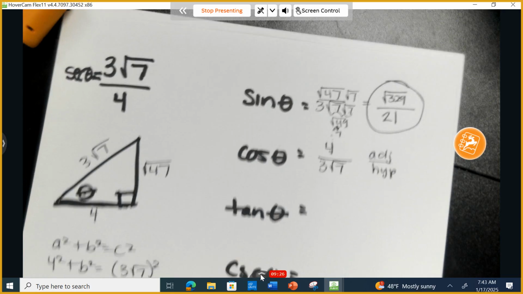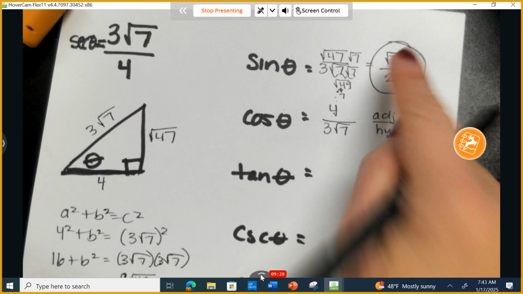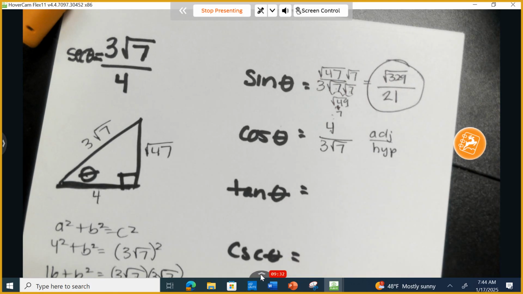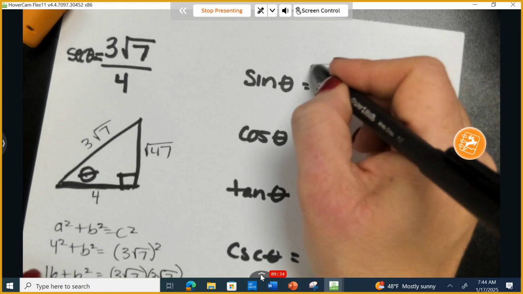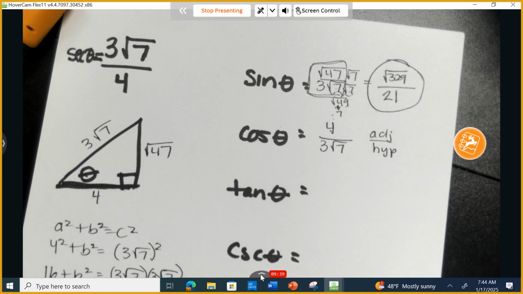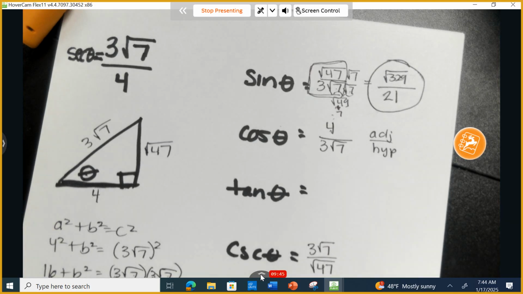Now let's come down to the cosecant. Is there another way to do this for cosecant? Remember, I'm going to flip this. And we have a choice of how we do this. If we want, we can come back here to our original statement when we describe the two sides, and I can flip it. So it's called the reciprocal. So I have 3 square roots of 7 over the square root of 47.